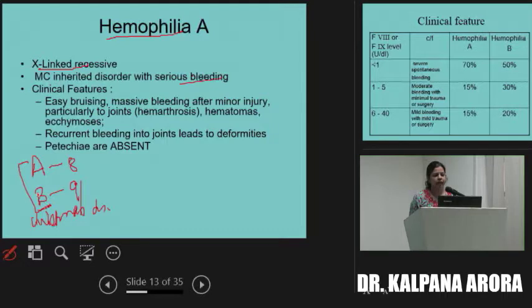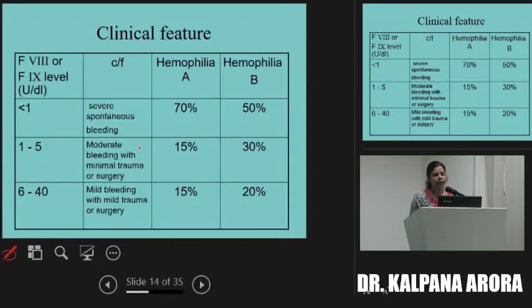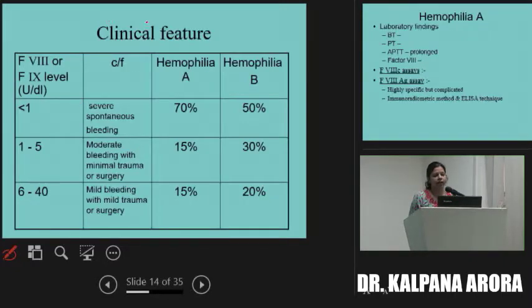So it presents with easy bruising, massive bleeding after minor injury, particularly to the joints, hematomas, ecchymosis, and recurrent bleeding into joints leading to deformities. Remember, petechiae are absent. The clinical features depend upon how much of the factor is present. If the factor is 6 to 40%, it will present you with mild bleeding, with mild trauma or surgery.